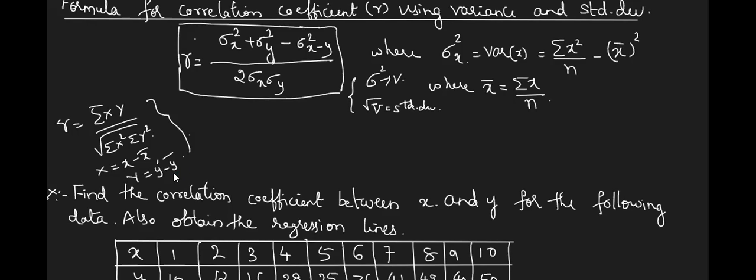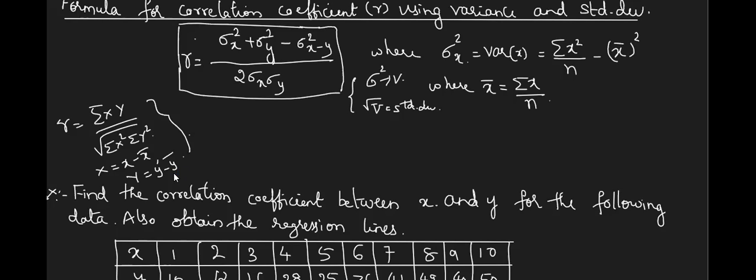Now the formula for R is: sigma square x plus sigma square y minus sigma square of x minus y, where x minus y is a subscript, divided by 2 into sigma x sigma y.